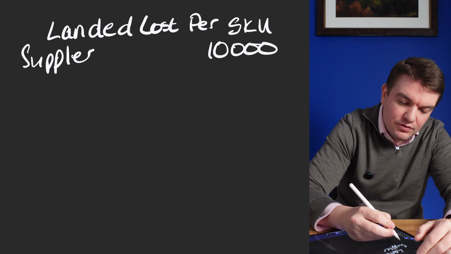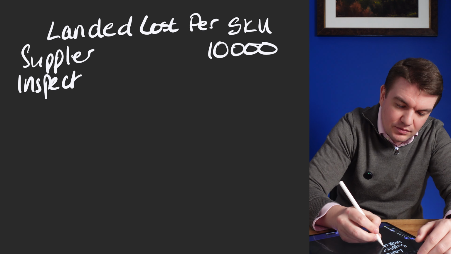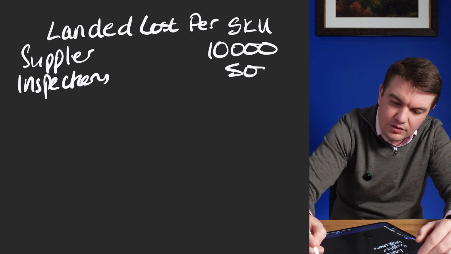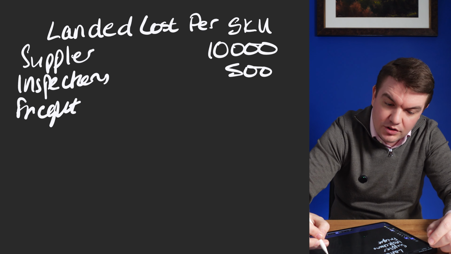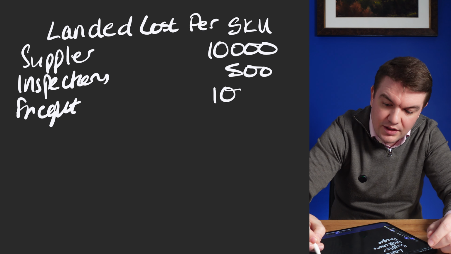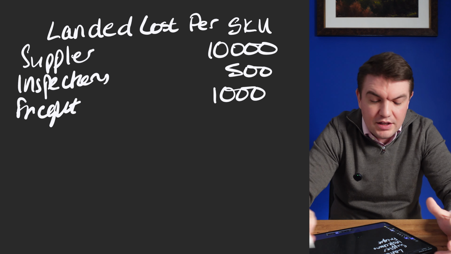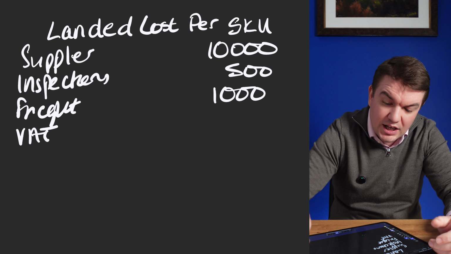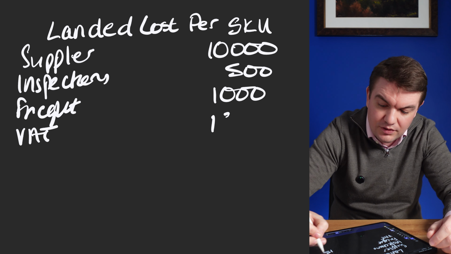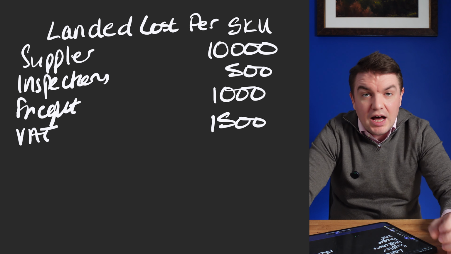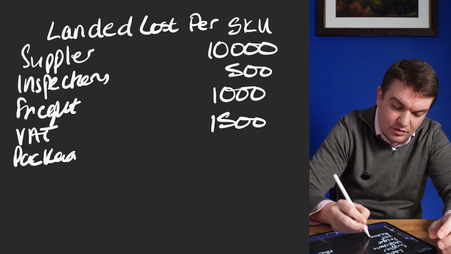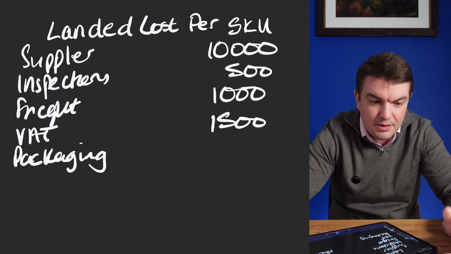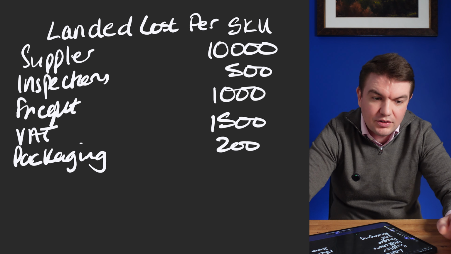Then you've got inspection fees. Let's say £500. Then you've got freight fees, so you can ship it over to the country you're going to sell it. Let's say £1,000. Then you've got VAT, which you maybe can't reclaim. So that's a cost. So you want to say that's £1,500. And then we've got packaging. You might need to package that product before you can actually sell it, say in Amazon warehouse. And let's say that's £200.